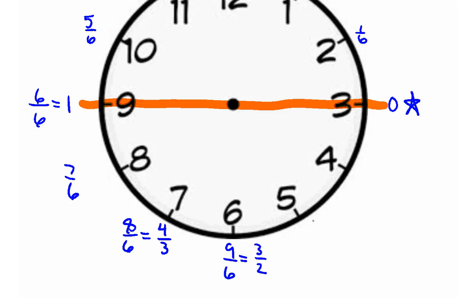And then continuing on, all the way around to where we began, we're going to go with 10/6, where the 5 is, which could be reduced to 5/3. And then there'd be 11/6, which can't be reduced. And then all the way back to where we started, which you could call 12/6, or in other words, 2, if you reduce that.